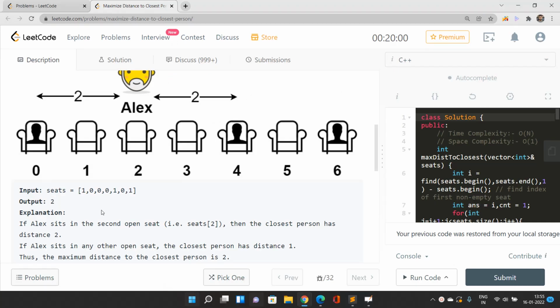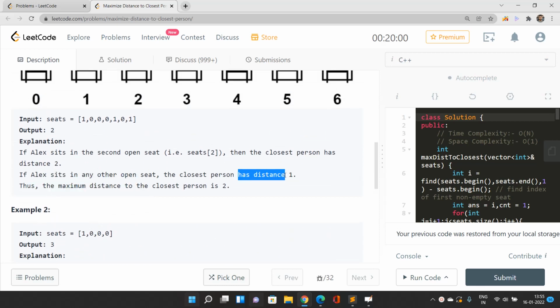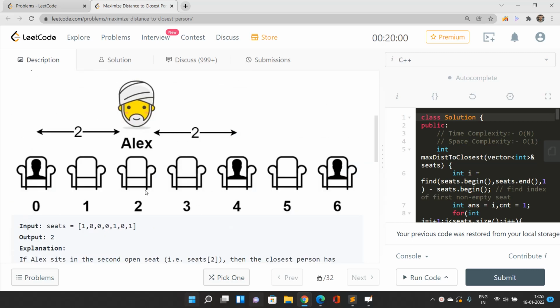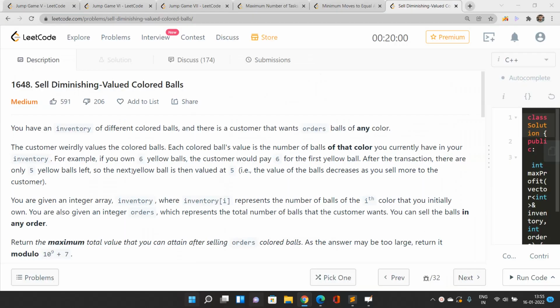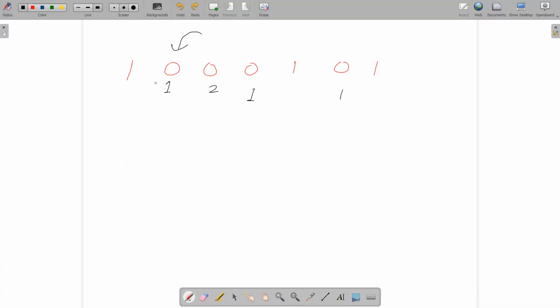So if Alex sits in any other open seat, the closest person has distance 1, thus the maximum distance comes from the 2. You can see Alex is going to sit over here. There are many different cases also. This was the simplest one.